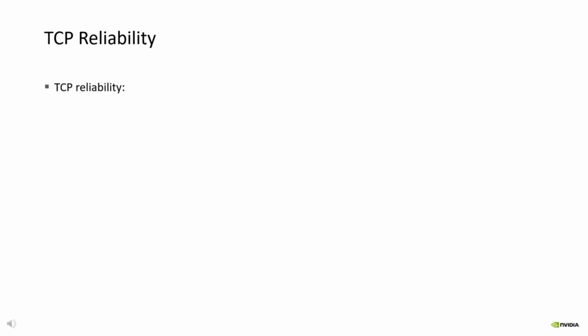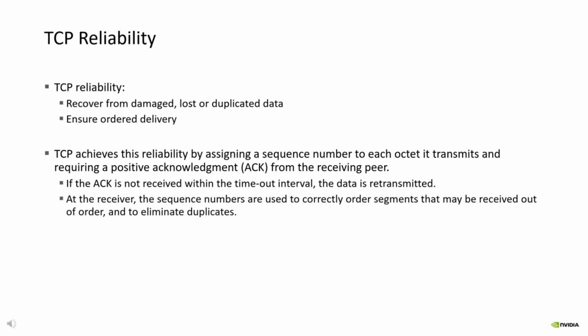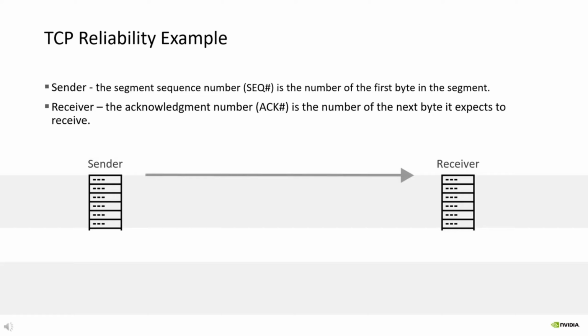TCP is reliable since the protocol ensures that data is not damaged, lost, duplicated, or delivered out of order. Otherwise, it must recover it. TCP ensures that all data is fully transmitted and can be assembled by the receiver in the correct order. TCP achieves this reliability by assigning a sequence number to each byte it transmits and requiring a positive acknowledgement from the receiving peer. If the acknowledgement is not received within the timeout interval, the data is retransmitted. At the receiver, the sequence numbers are used to correctly order segments that may be received out of order and to eliminate duplicates. Let's see a small example of how sequence and acknowledgement numbers are used.